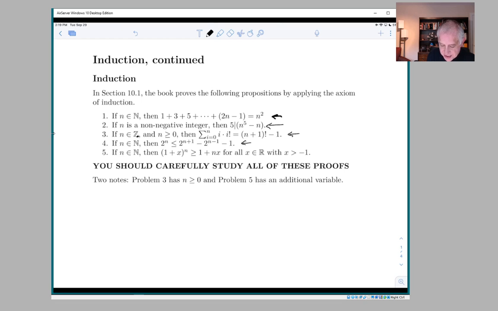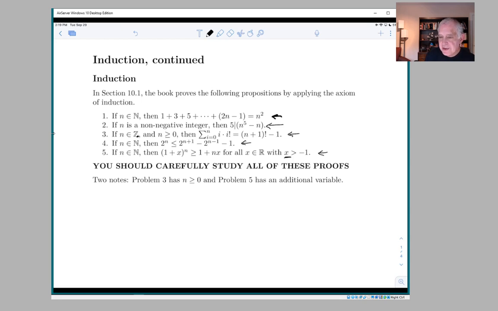And here's another proof of an inequality: (1 plus x) to the n is always bigger than or equal to 1 plus nx for all x in R with x bigger than minus 1. This one's interesting because it has another variable in it, right? It has an x, which doesn't play a role in the induction, but which you do have to keep track of.